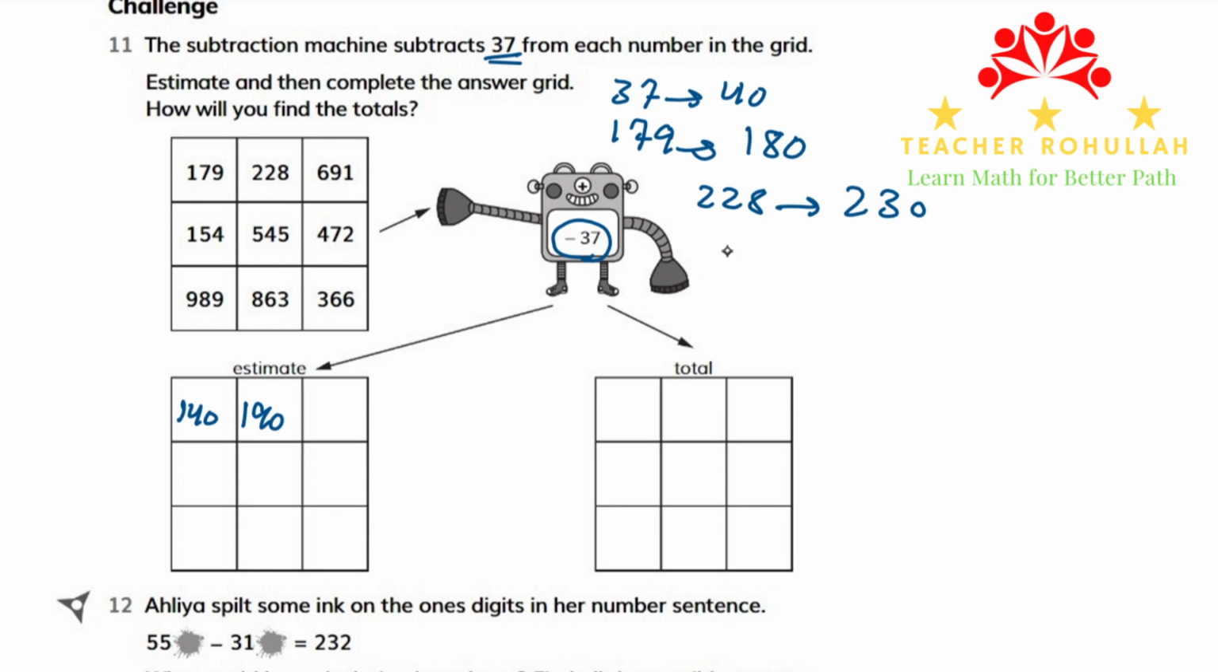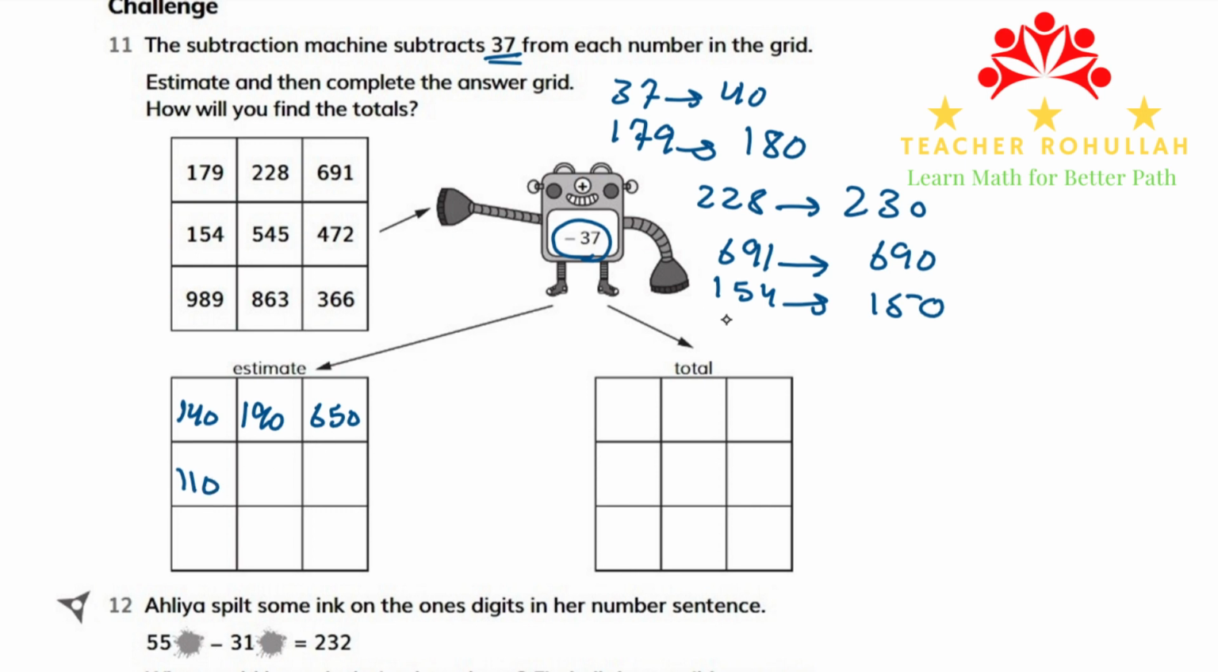The third number is 691. This rounds down when we round to the nearest 10, so we will have 690. 690 minus 40 will be 650. We can use counting back here also. On the second row, the first number on the left is 154. If we round 154 to the nearest 10, 154 rounds to 150 because 4 in the ones place is 4 or less. 150 minus 40 will be 110.